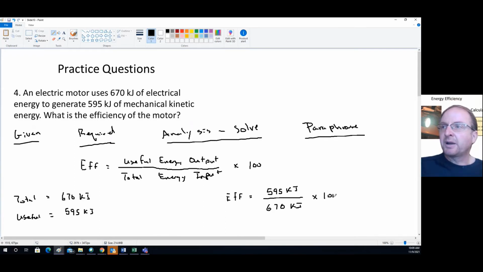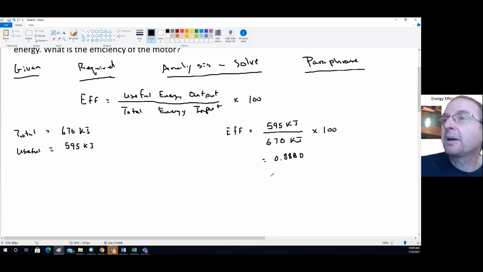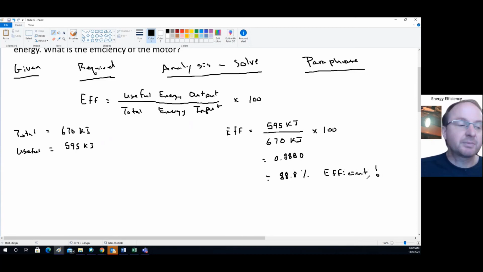And of course, our answer, multiply it by 100, get your calculator, calculate it out. But what you're going to find is it's 0.888. Is it that? Let's see here. 595 divided by 670. Oh yeah, and then a 0 after that. So we got our 3 sig digs right there. Multiply that by 100 or just look at it. 88.8% efficient. Yeah, that's pretty high. Give it an exclamation mark.